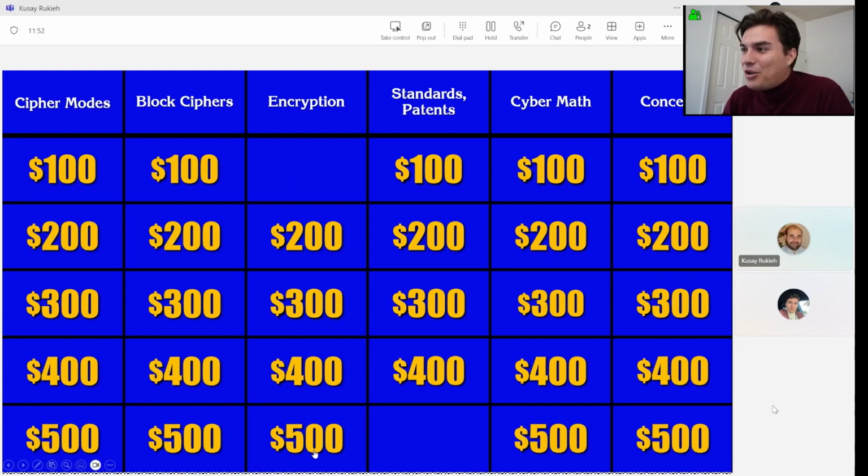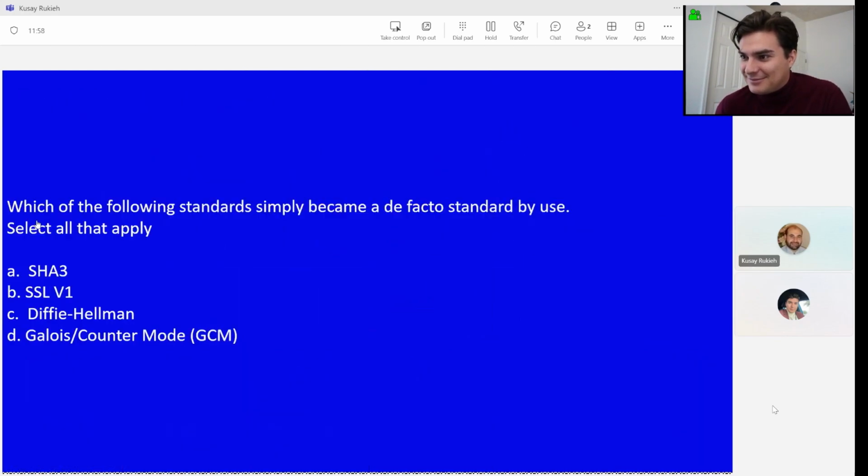Let's go with another selection, standards and patents for $400. Which of the following simply became a de facto standard by use? The de facto standard, so something that everyone uses. That is going to be the Diffie-Hellman key exchange. I'll give you that one.